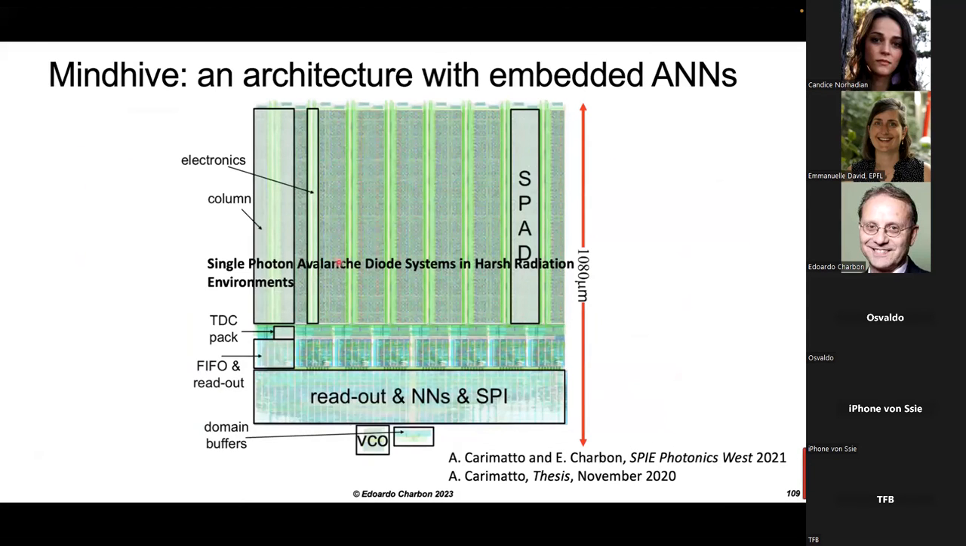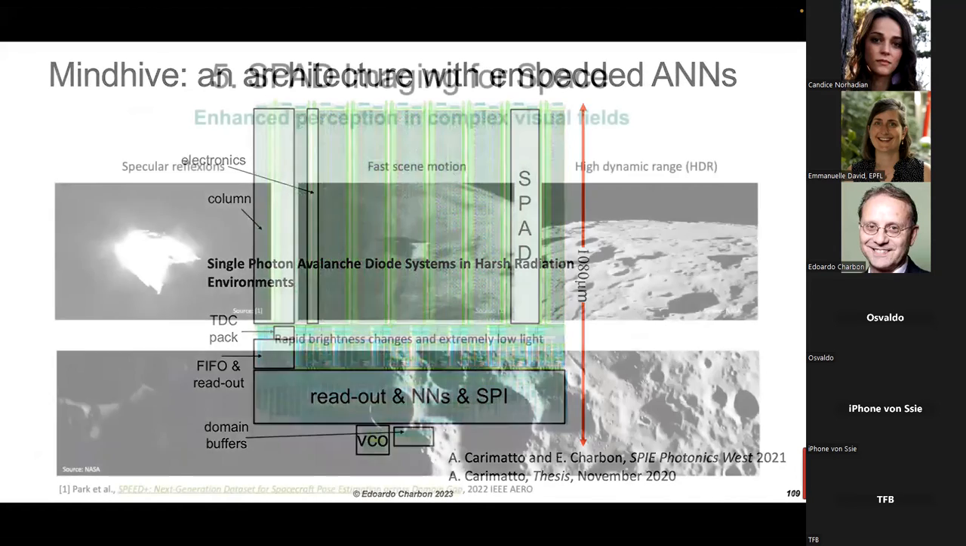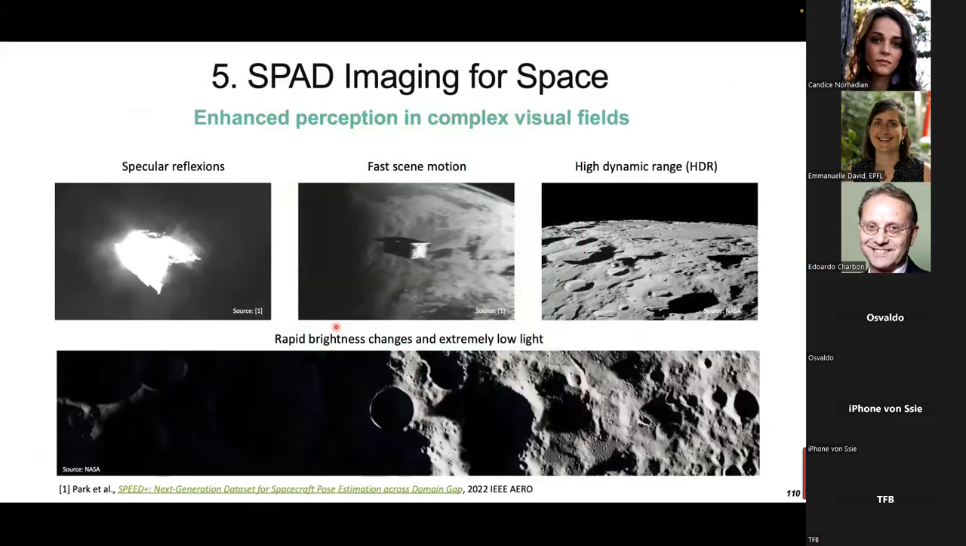You can think of building neural networks on chip. This is an example of a chip called MindHive, where we build a neural network on the bottom of an array of SPADs with their own electronics. And with this, you could actually imagine having very extensive images.